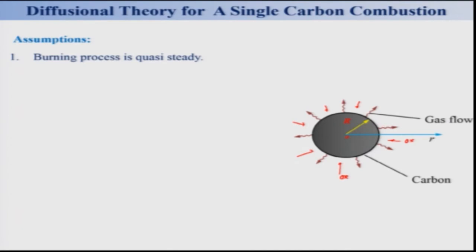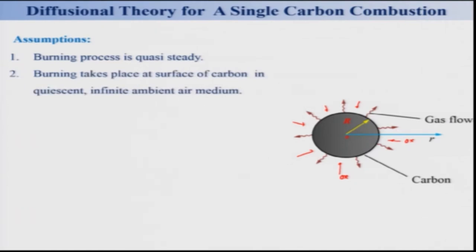However, the carbon sphere gets consumed as burning takes place. So, the actual process is not steady, it is unsteady, but we are considering that for a certain time it is steady. And burning takes place at the surface of the carbon. As I told, it is a non-pyrolyzing solid fuel. So, the burning will take place at the surface of the carbon in a quiescent and infinite ambient air.